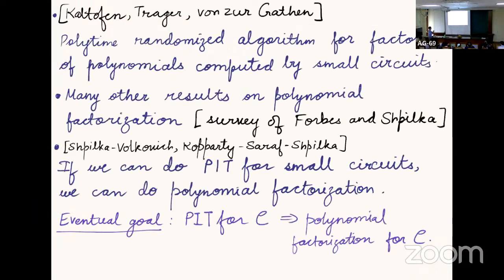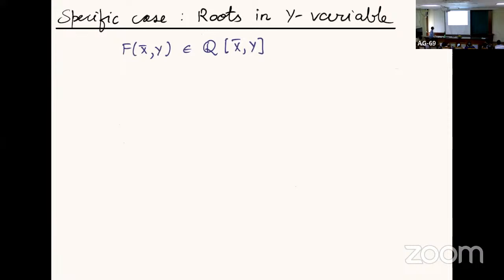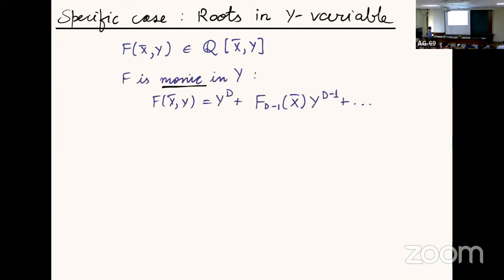So okay, now I'm jumping into a specific case of the algorithm. This specific case is that the kind of factors that we are looking for are going to be roots in one special variable. So let's say f of vector x comma y is the polynomial that you're looking at. And I'll assume, without loss of generality, and it helps your algorithm do things a little easily, that the polynomial is monic in this variable y, which means that it looks like this: y to the power capital D plus everything else. So there is no x term showing up in the highest degree of y.